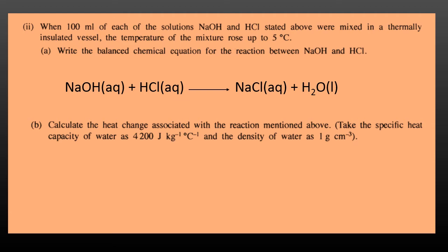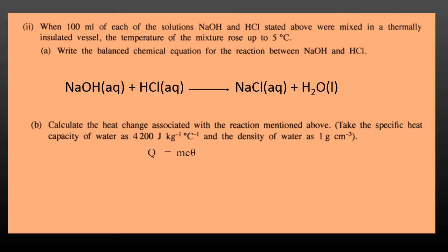Part B. Calculate the heat change associated with the reaction mentioned above. Take the specific heat capacity of water as 4200 joules per kilogram per degree Celsius and the density of water as 1 gram per cubic centimeter. Here the total volume of the solution is 200 milliliters. Density of water is 1 gram per cubic centimeter. So the mass of the solution is 200 grams. Then you can apply the equation Q equals mc theta.